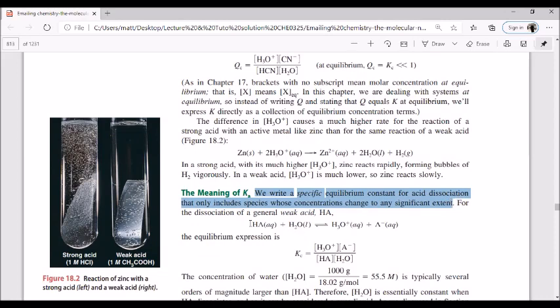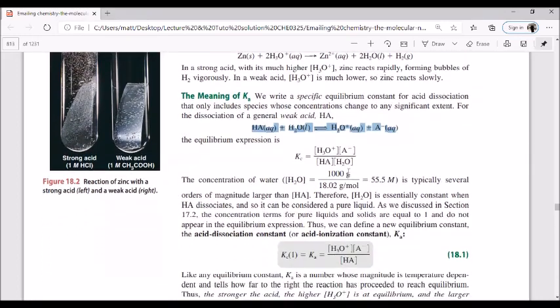This equation, HA reacts with water to produce hydronium ion and A minus. This is the general equation of acid dissociation. This is for a weak acid. What we discuss now is weak acid. We do not discuss the strong acid because its Kc is extremely large, so the forward direction is complete. Now we focus on dissociation of a weak acid, because the dissociation is not complete, relatively small.